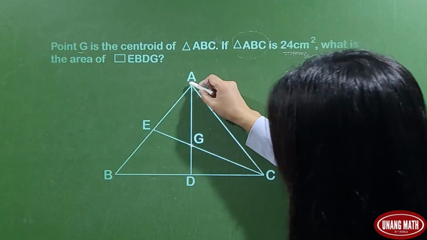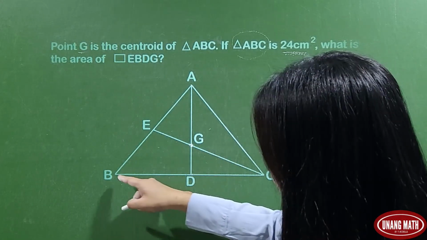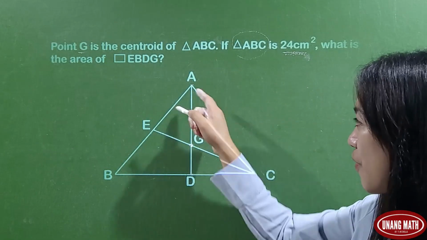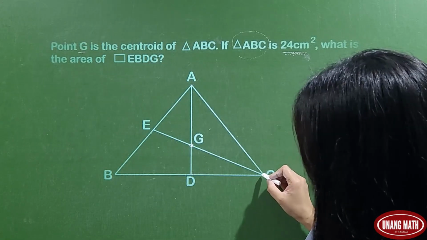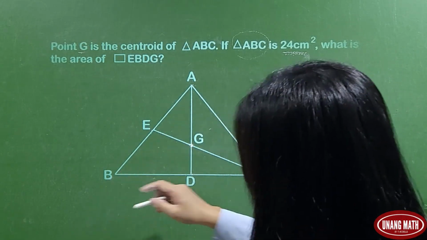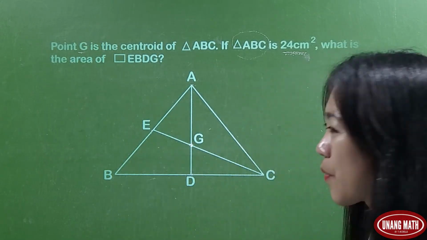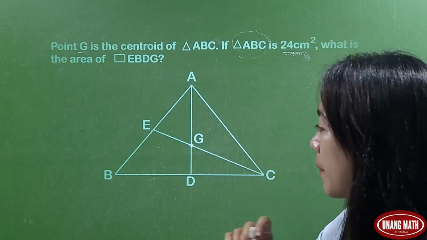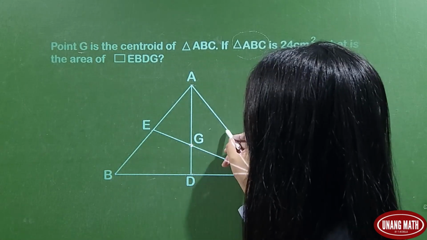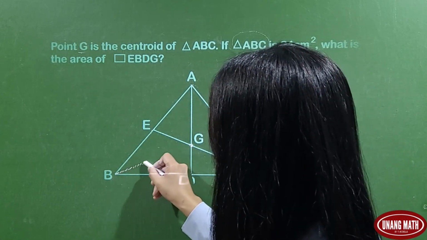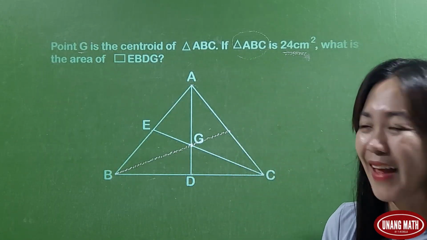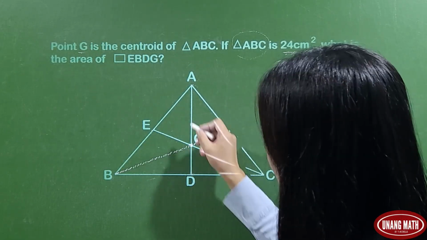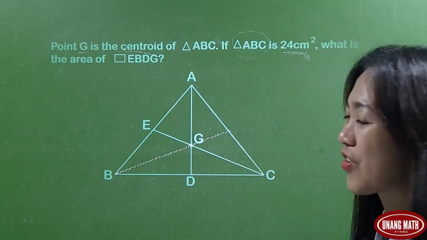So it means from this vertex to this midpoint of segment BC, this segment AD is a median of this triangle. Also from this vertex to this midpoint of segment AB, this segment CE is our second median. And if we are going to draw the third median, it would be from this vertex to the midpoint of segment AC. So this is our third median. These three medians meet or intersect at point G. So point G is the centroid of this triangle.